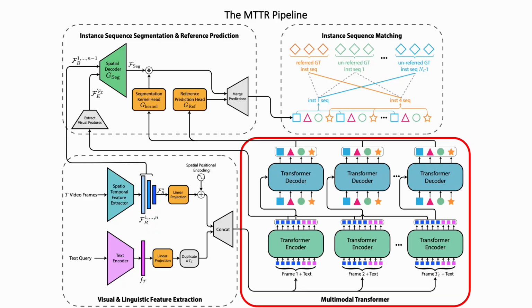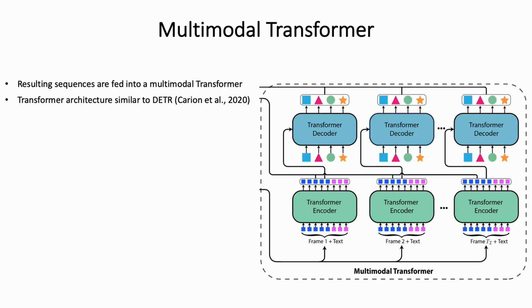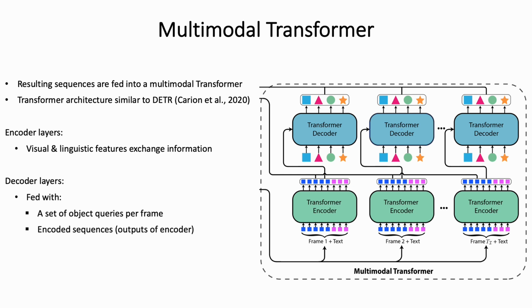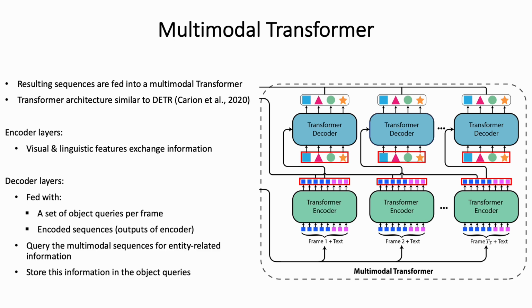In the second step, the resulting sequences are fed into a multimodal transformer. The transformer architecture we employ is similar to the one that was originally proposed in DETR for object detection purposes. In the encoder layers, the textual embeddings exchange information with the visual features of each frame. Then, the decoder layers, which are fed with the outputs of the encoder and a set of object queries per input frame, query the multimodal sequences for entity-related information and store it in the object queries.